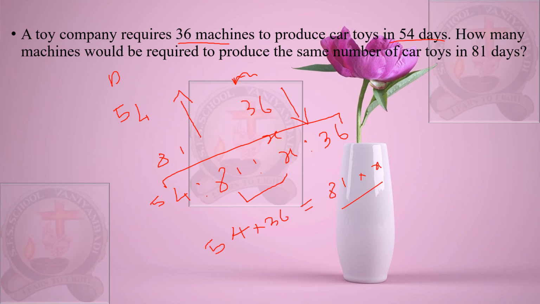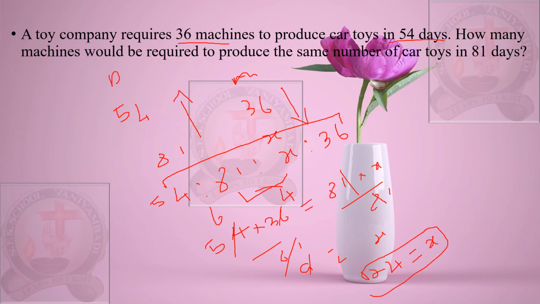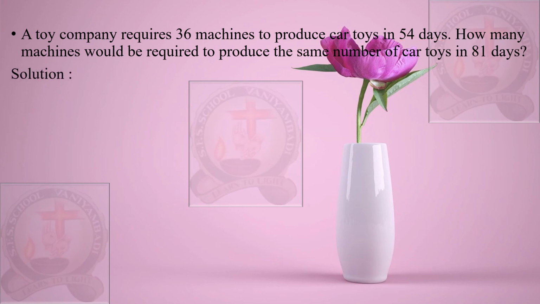Dividing both sides by 81, on the right-hand side I get x by cancelling the 81 and 81. Now 9 nines are 81, 4 nines are 36, then 1 nine is 9, 6 nines are 54. Now we can multiply: 6 fours are 24. Therefore 24 equals x. So the value of x is 24. We assumed x is the number of machines required to finish the work in 81 days, children. I hope you understood very well.